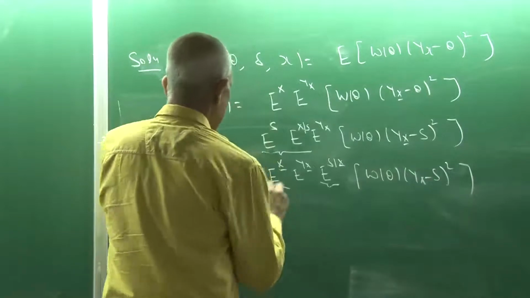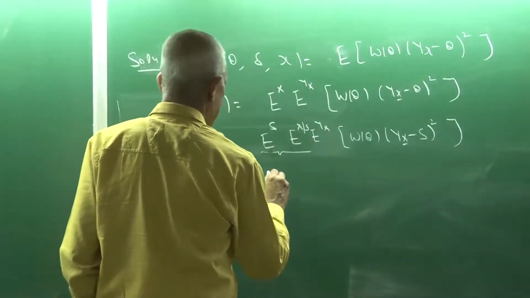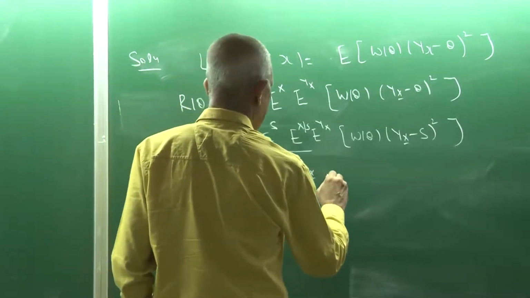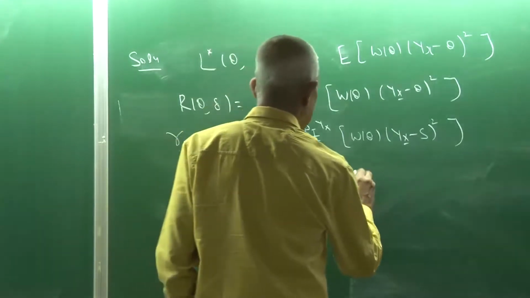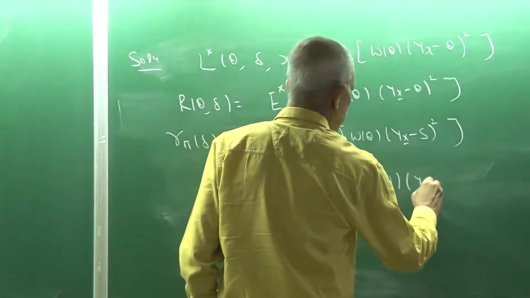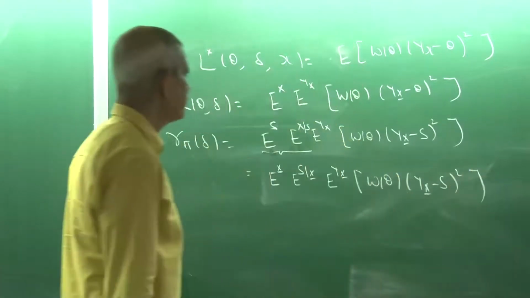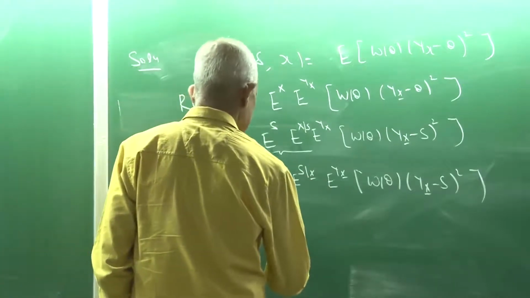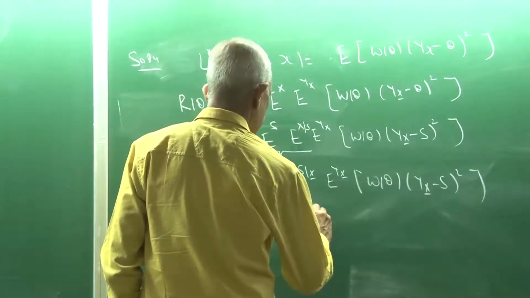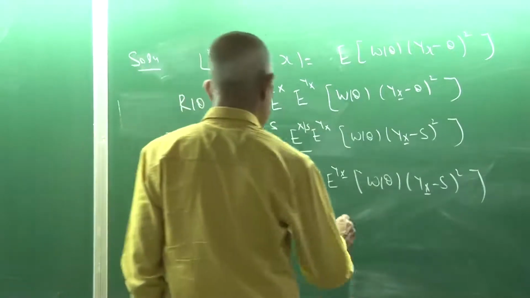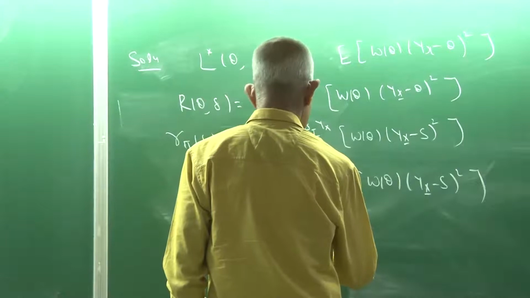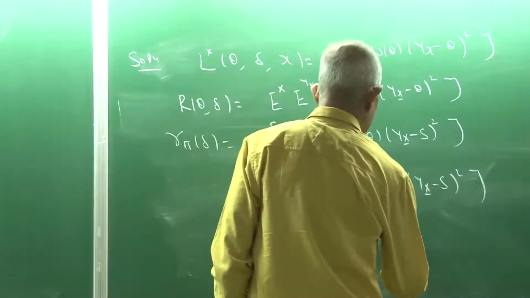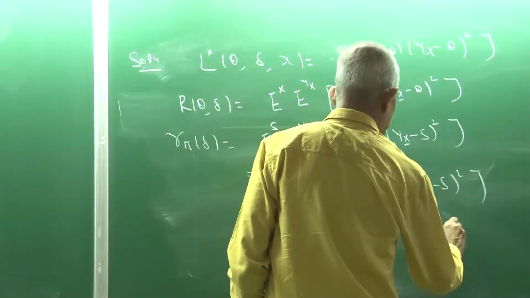So if you want, I can add one more step. I write down this expectation as E of x, E of S given x, E of Y x, w theta into Y x minus S whole square. Right? X is outside, so x is fixed anywhere over here. So this is same as E of x, E of Y x, E of S given x of w theta, Y x minus S whole square.